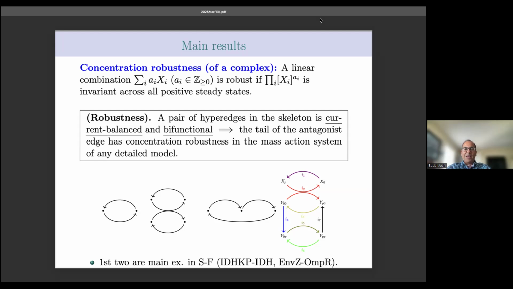So suppose I have that a pair of hyperedges in the skeleton satisfies two conditions. One is that the pair is current balanced, and it is a bifunctional pair, right? It's this agonist-antagonist pair. Then the tail of the antagonist edge has concentration robustness in the mass action system of any detailed model. Again, you don't need to know the detailed model. So for example, here I know that for the first example, this pair of hyperedges is current balanced. And if it is also bifunctional, then the tail of the antagonist will have concentration robustness. Again, in example two, all the edges are current balanced, right?